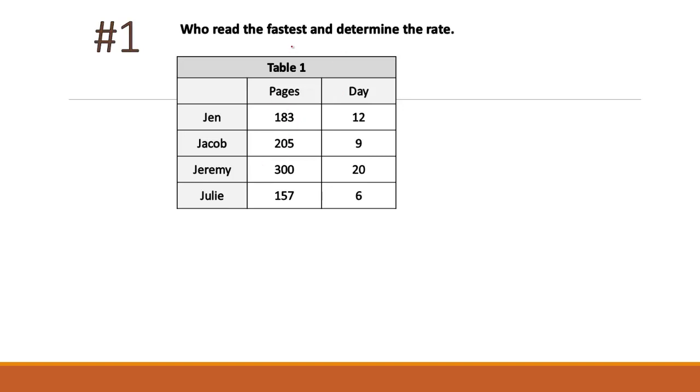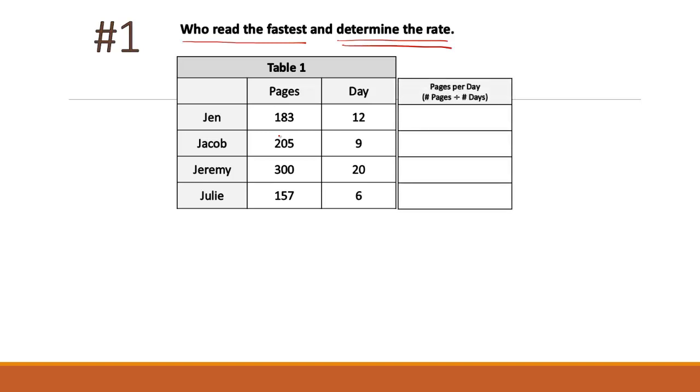So you're doing two things. First, you're answering the question of who read the fastest, and then you're going to also determine what the rate is. So realistically, you need to sit there and go through each one. Yes, kind of tedious, but that's all right. And figure out who was reading the fastest. So what you're going to do is take the pages per day.